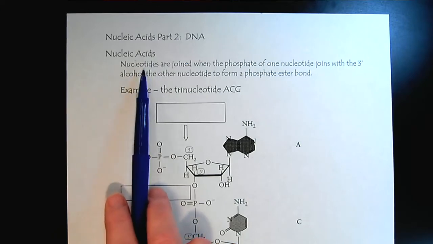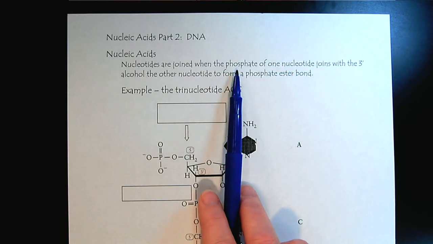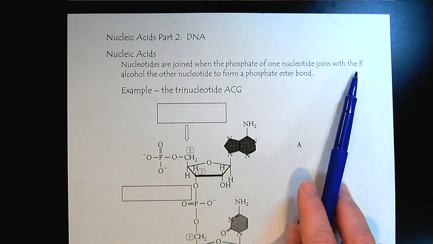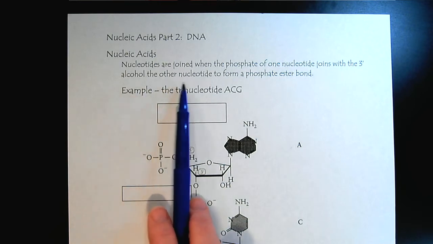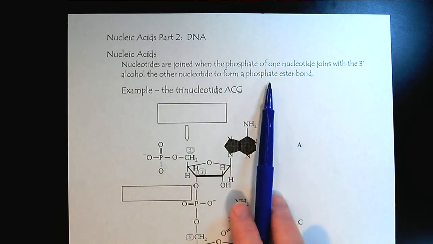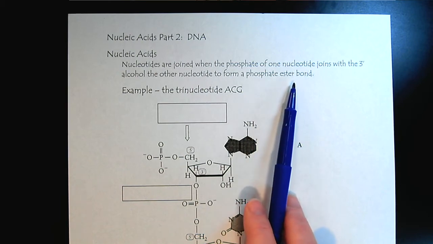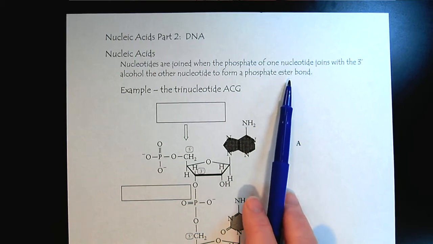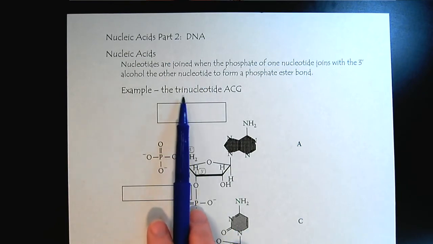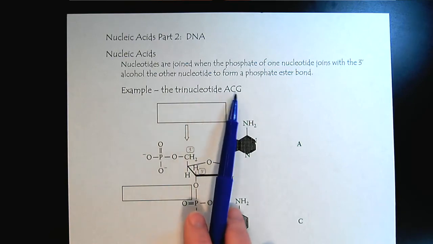What happens is the nucleotides are joined when the phosphate of one nucleotide joins the 3' alcohol of the other nucleotide to form phosphate ester or phosphoester bonds. All right, so here it's explained to us, but let's connect that to the actual structure. So we're going to look at a trinucleotide, ACG.